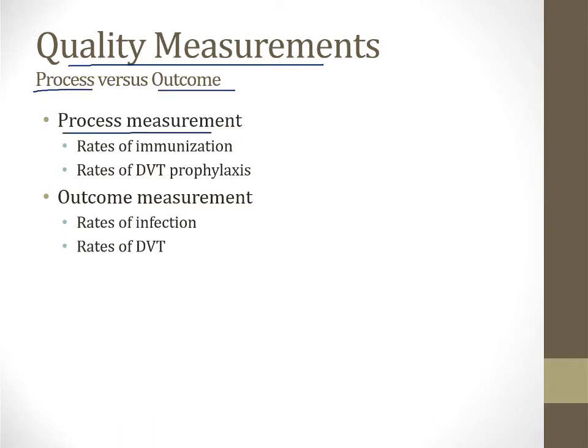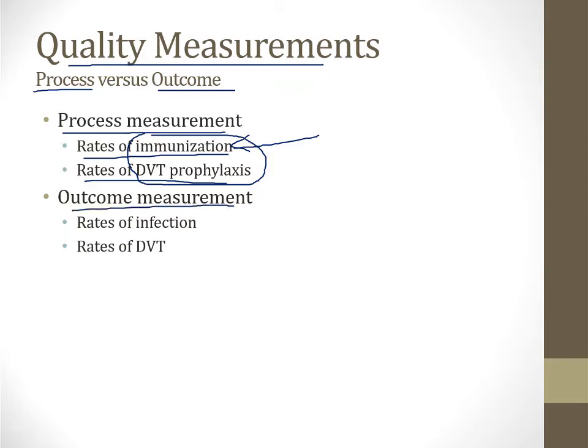A process measurement is a measurement of part of the process of caring for patients that leads to good outcomes. For example, if we measure the rates of immunization of patients in our hospital or the rates of DVT prophylaxis for patients in our hospital, these are not outcomes of care. An outcome of care is something good for the patient, like not getting an infection or not getting a DVT. Rates of immunization and DVT prophylaxis are part of the process by which we care for patients. They're good things, so we measure them, but they are not outcomes themselves.